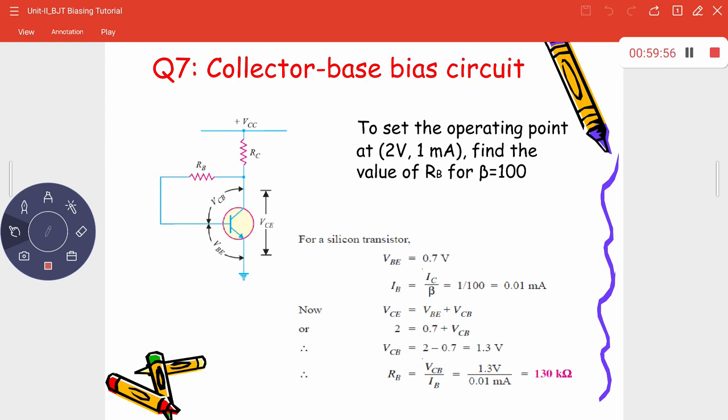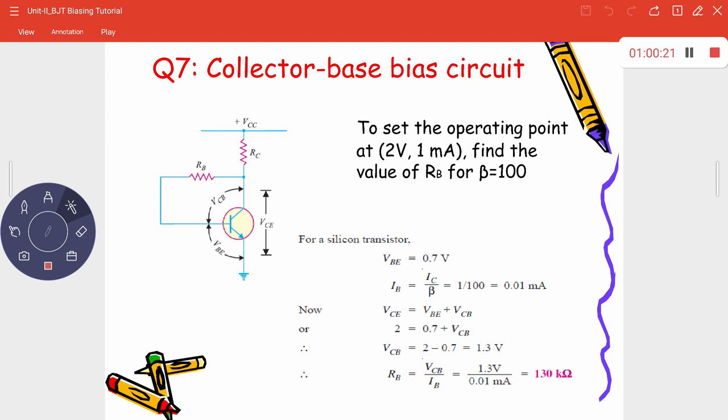This voltage is equal to this voltage plus this voltage. Now this voltage is given to you. You don't require the explicit VCC. This voltage is given, like 2 volt, and VBE you know, 0.7 volt. It is given. So VCB is how much? 1.3 volt.